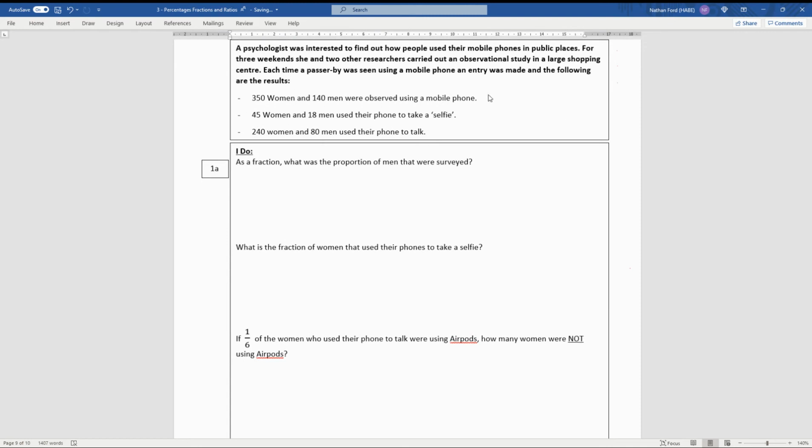So this is the same question from previously. A psychologist was interested to find out how many people use their mobile phones in public places. So for 3 weekends, she and 2 others carried out the observational study in a large shopping center. Each time a passerby was seen using a mobile phone, an entry was made, and the following results were given. Now, instead of a ratio, we want to write it as a fraction. What was the proportion of men that were surveyed?